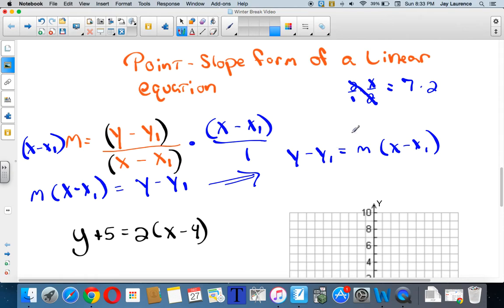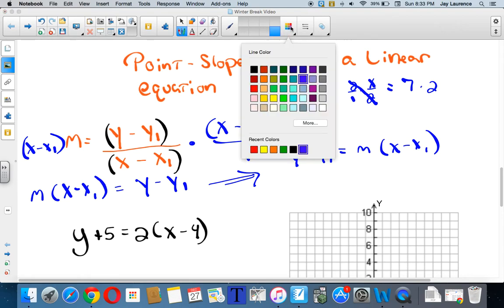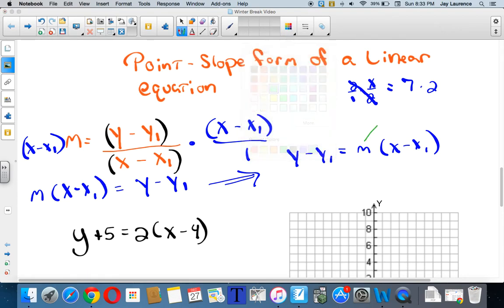Okay, now why is this useful? Well, you can probably tell me what m is. Yeah, m, of course, is your slope. Notice it's called point-slope form. So m is the slope, okay? Now, the trick is there's a point hidden in here. The point is x1, y1.